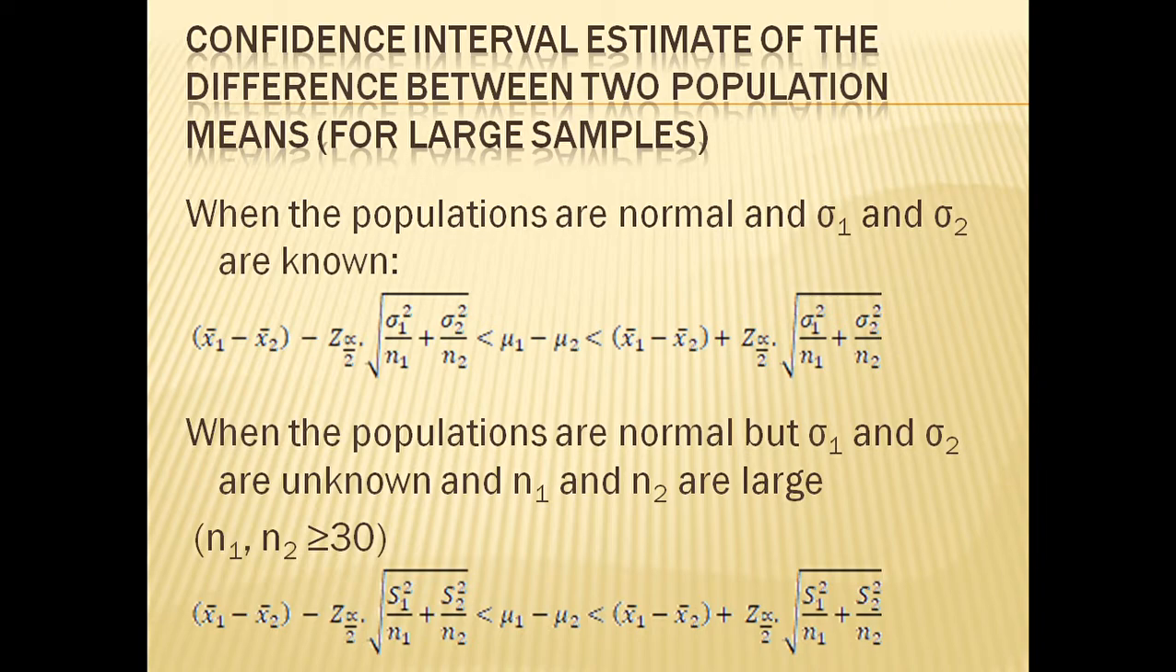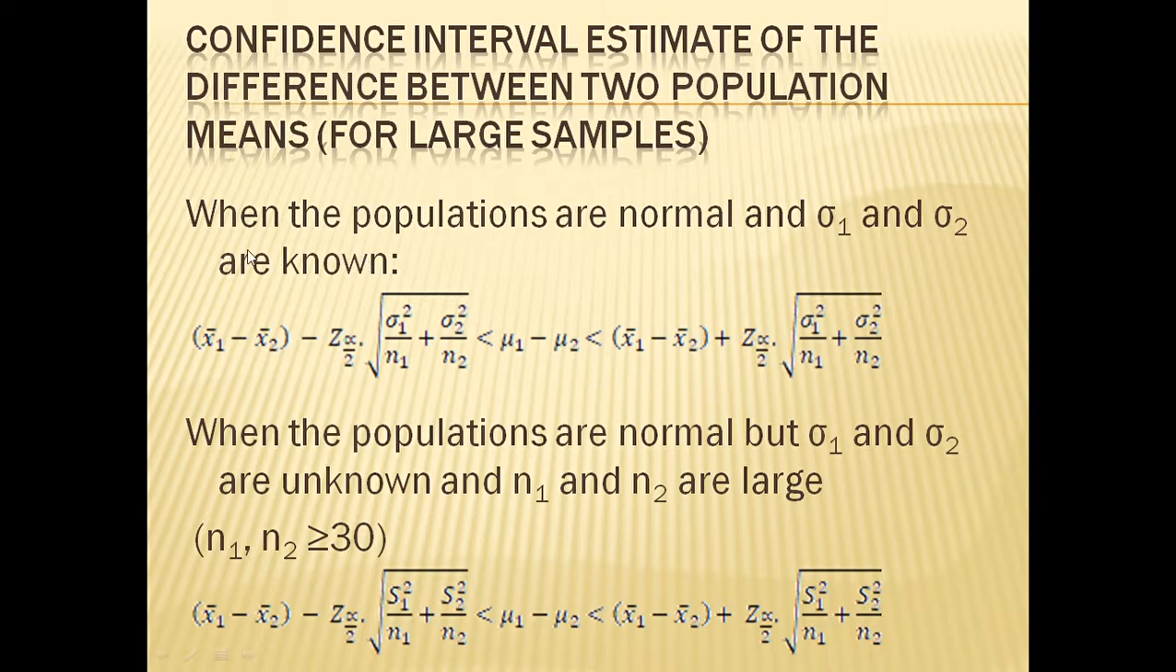So now, confidence interval estimate of the difference between two population means for large samples. Large sample here means when n1 and n2, there would be two samples, so the sample size of the first sample will be represented by n1 and the sample size of the second sample will be represented by n2, and if they both are greater than or equal to 30, this is meant to be large samples. So if you have large samples, how will you calculate the confidence interval estimate?